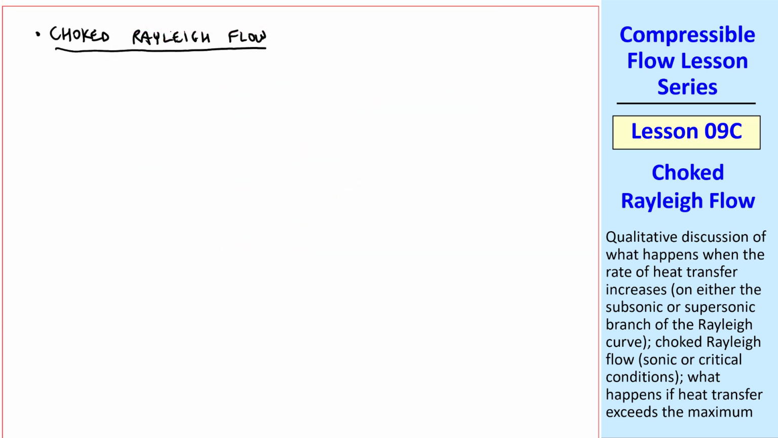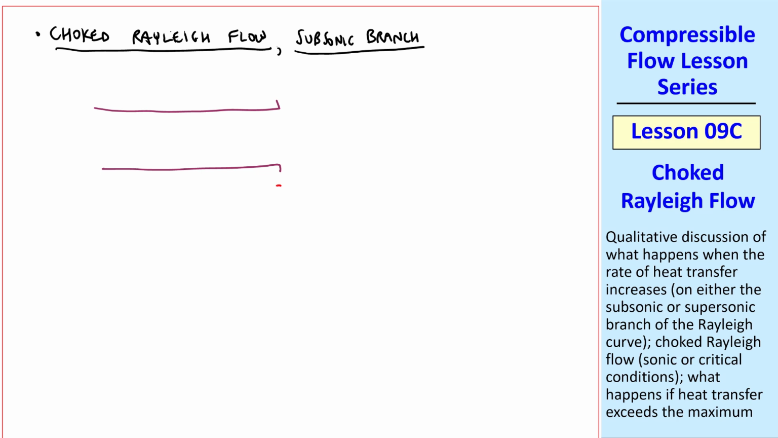Now let's discuss in more detail choked Rayleigh flow for the subsonic branch. Consider the case where location 2 is the exit plane of our duct. So here's our control volume, with 1 somewhere upstream and flow from left to right, and we're adding heat. This Mach number is M1, and downstream we have Mach number 2, which if the flow is choked is 1. And I note that we can also call this condition E, the exit plane of the duct.